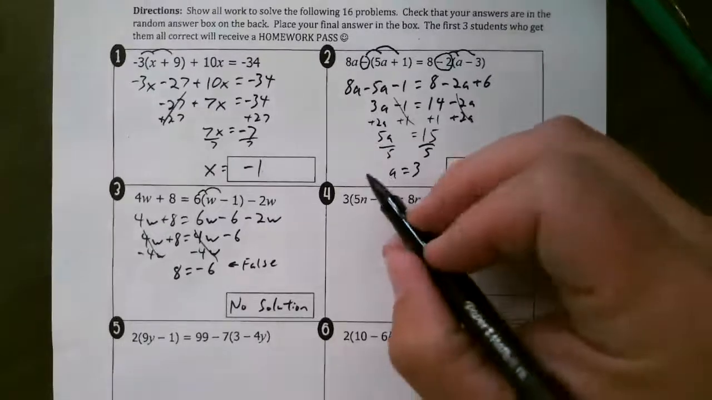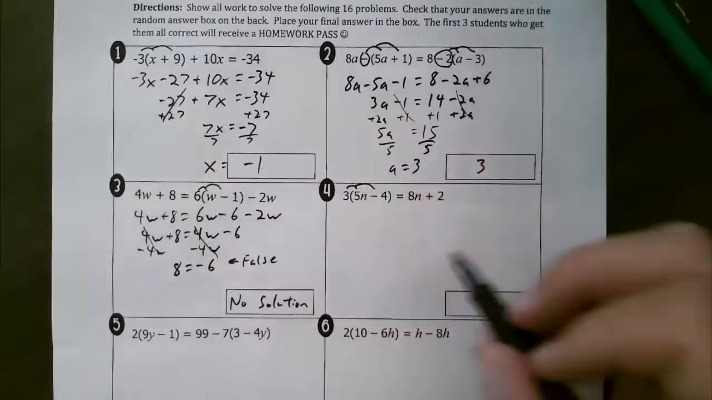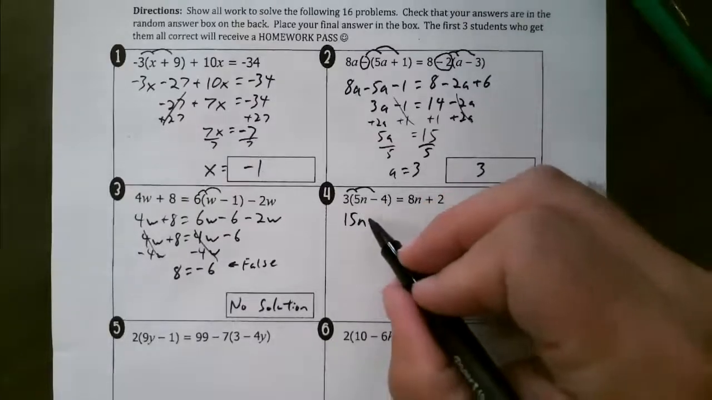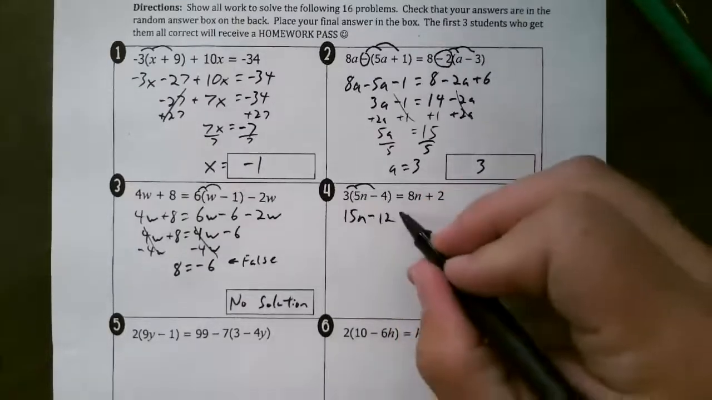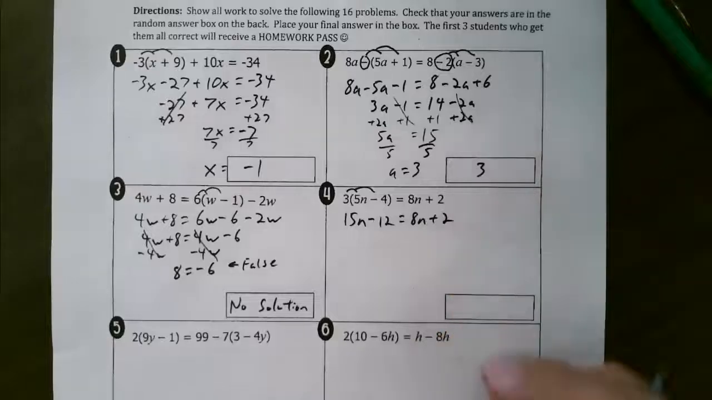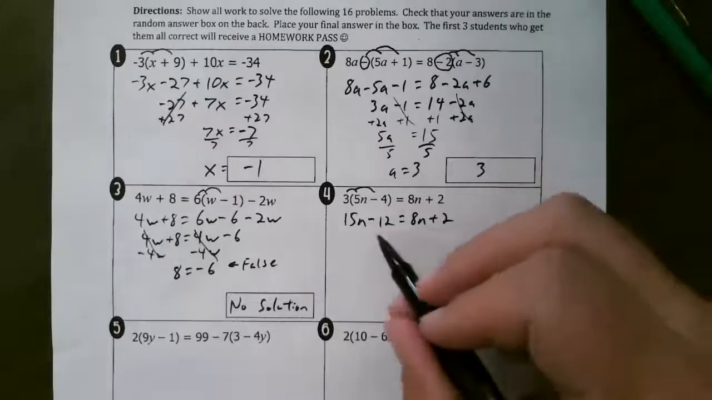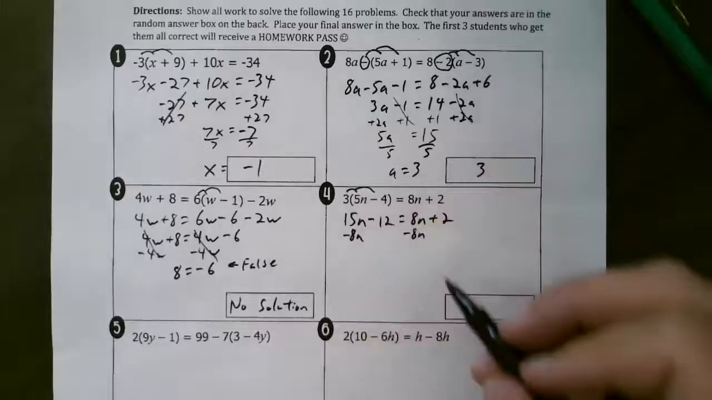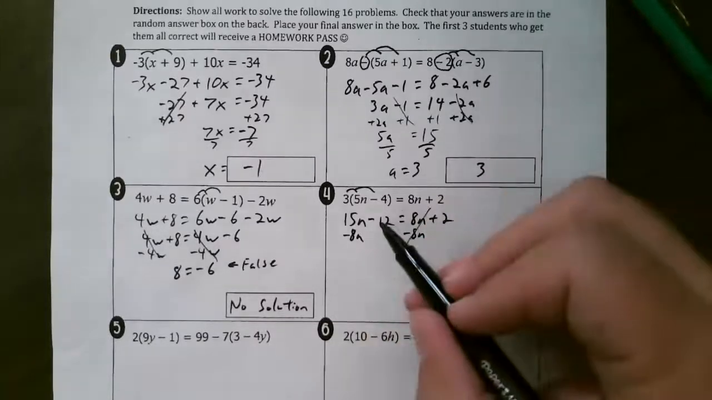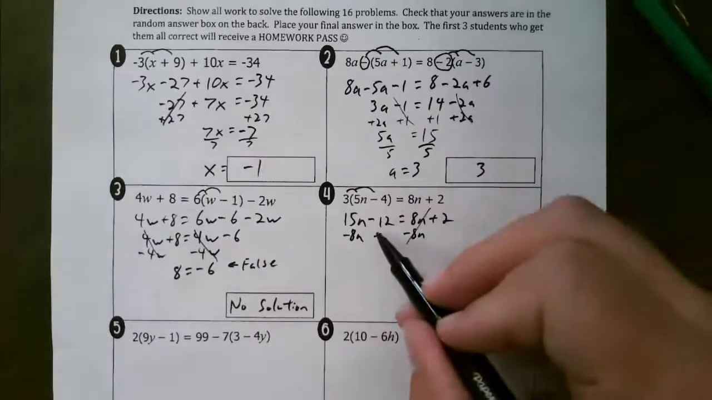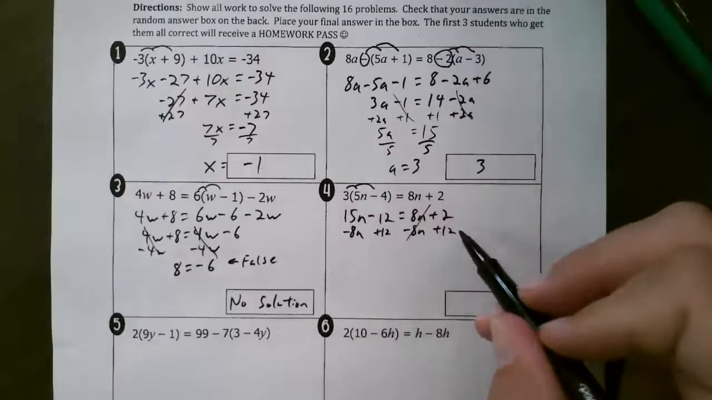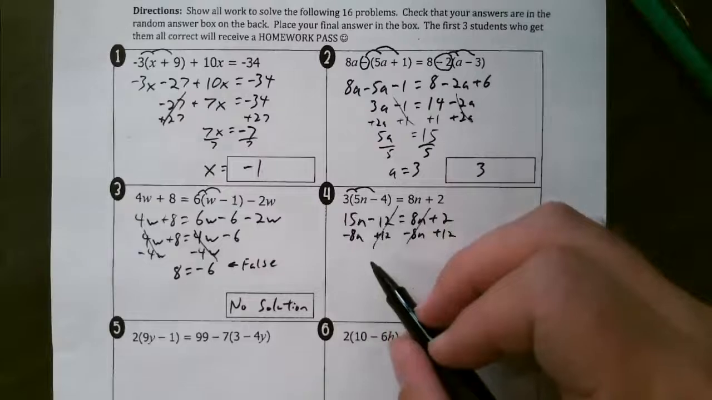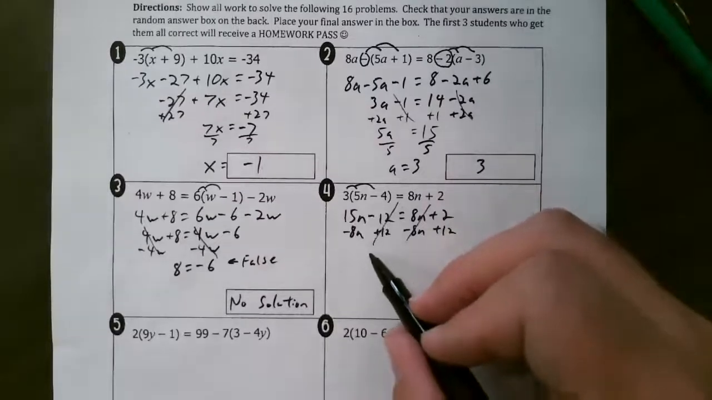On number 4, distribute the 3 to both values in the parentheses. That's 15n. 3 times -4 is -12. On the other side, it's still the same. Combine like terms on the same side. We'll subtract the 8n from both sides. So those cancel off. I'm going to bring the 12 over to the other side by adding it. So those cancel off. So 15 minus 8, that's going to leave us with 7.